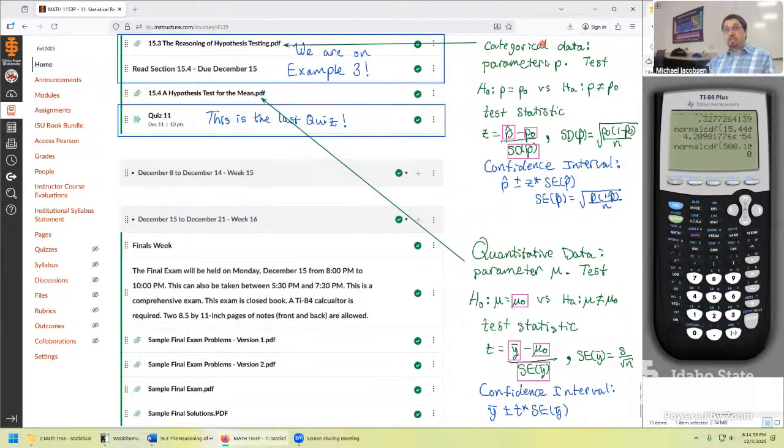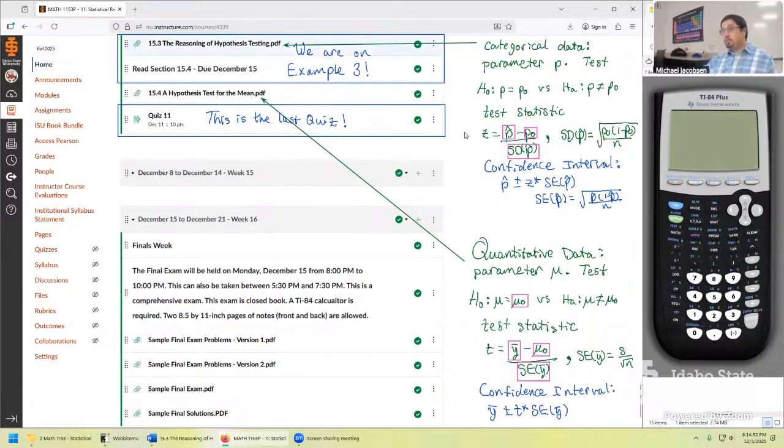Actually, categorical data is trickier because our test statistic uses a standard deviation, but our confidence interval uses the actual standard error, which involves p hats instead of p naughts. So that's the easiest thing to get mixed up once we have all the formulas on the table.